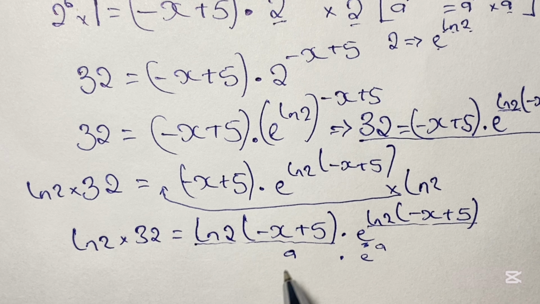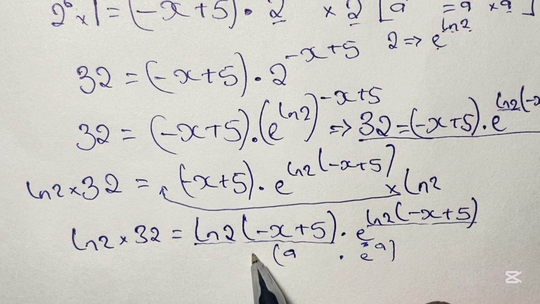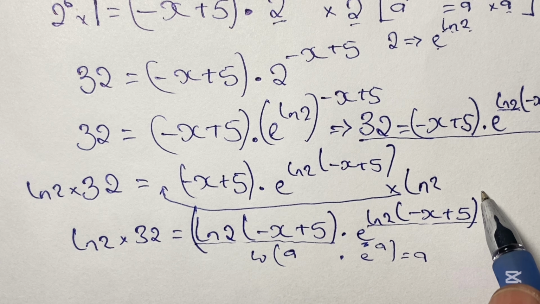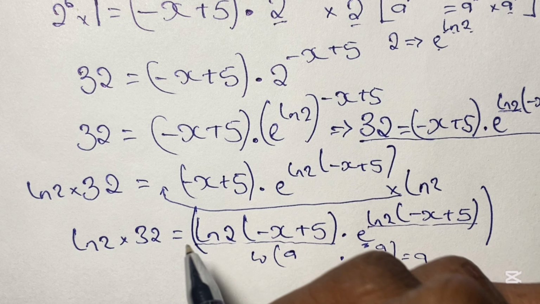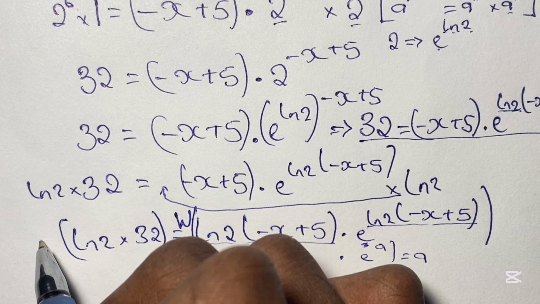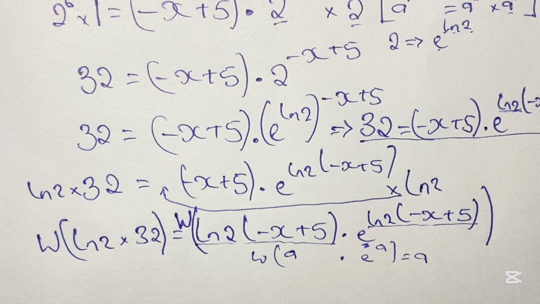So what we're saying with the Lambert W function, if we were to add a W function to this expression, the result is a. So if we were to bracket this expression and add a W function, and we would apply this function to both sides of this equation, so we'd have W in brackets ln of 2 times 32 as well.